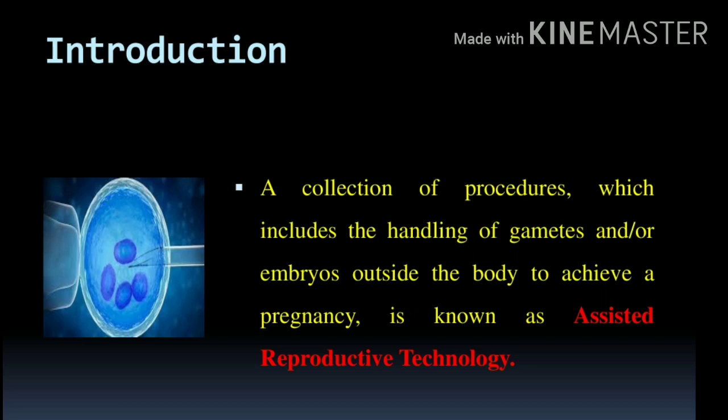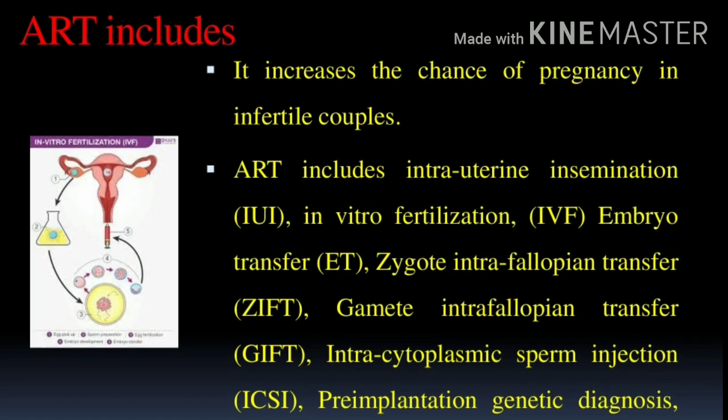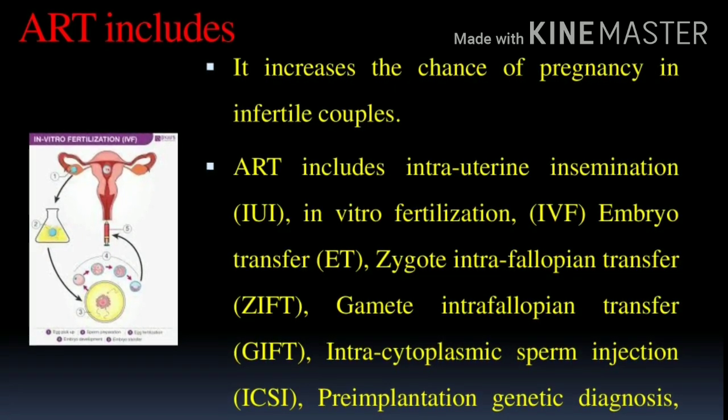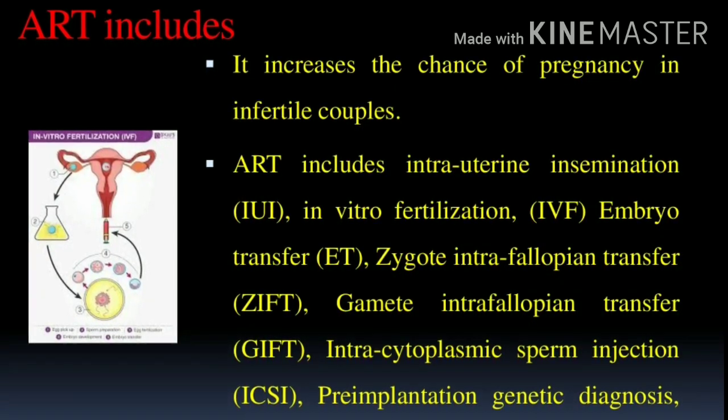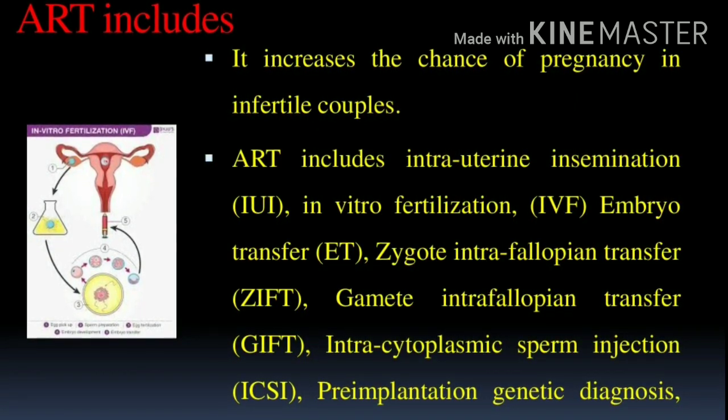Underline: outside the body to achieve a pregnancy, handling of embryos or gametes, that is called Assisted Reproductive Technology. Can you understand? What are the uses of this ART? It increases the chance of pregnancy in infertile couples. What are the techniques included in ART?